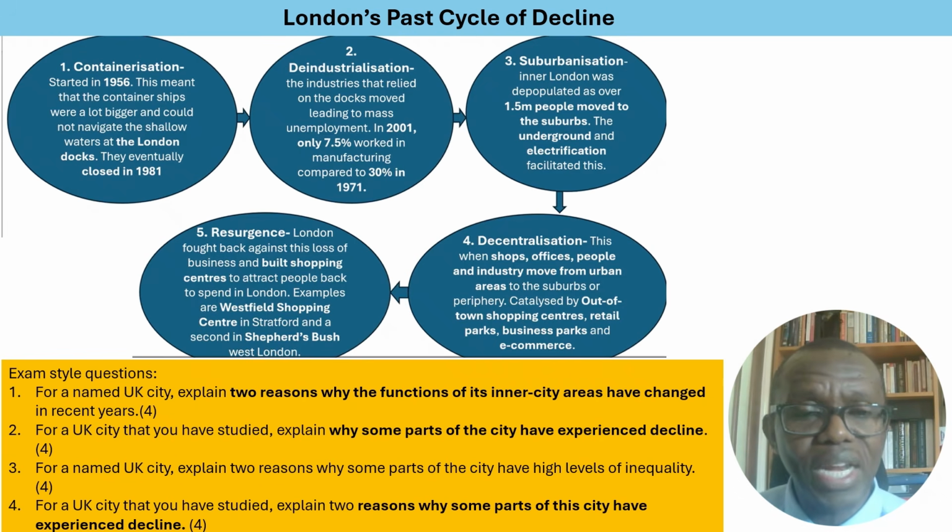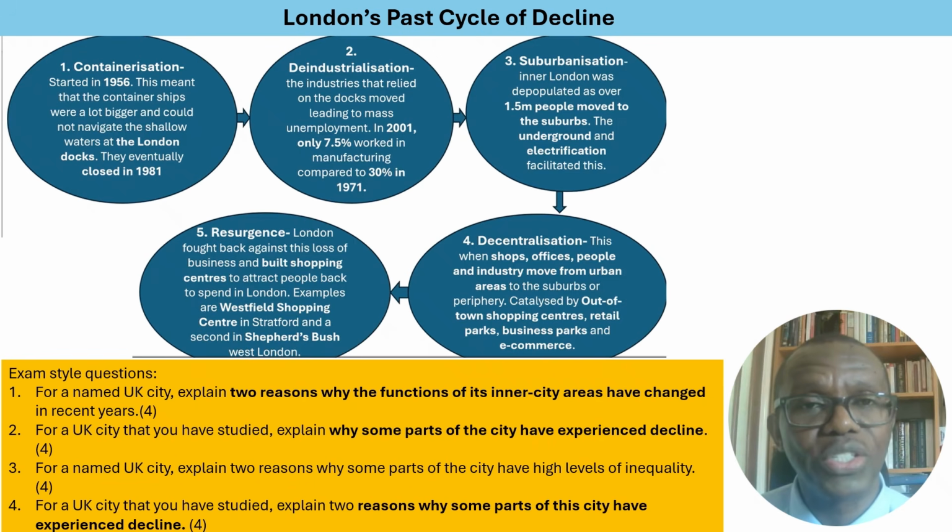Then we have finally number 5 here, resurgence. Now, after the decline of London, there was obviously an attempt to bring London back into play, or to improve the situation in London. London fought back against this loss of business and built shopping centers to attract people back to spend money in London. Examples are Westfield Shopping Centre in Stratford, and a second example is a shopping centre in Shepherd's Bush in West London.